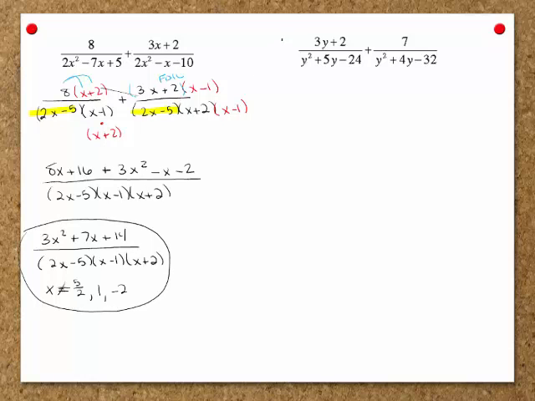Okay, let's try this one. I'll have 3y plus 2 over y plus 8 times y minus 3 plus 7 over y plus 8 times y minus 4. They have the y plus 8 in common, so I need to multiply by the thing that they don't have in common. So this fraction gets a y minus 4, and this fraction gets a y minus 3.